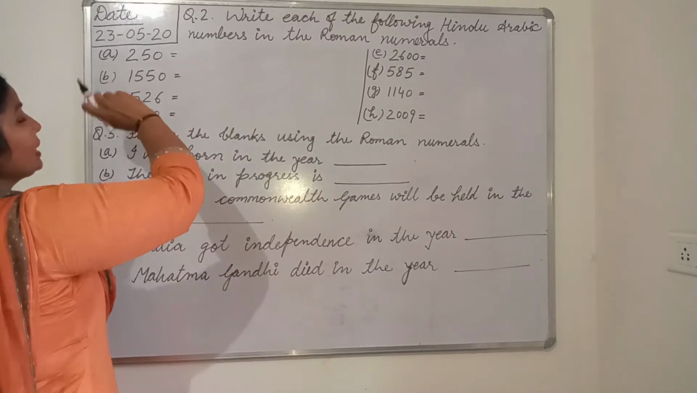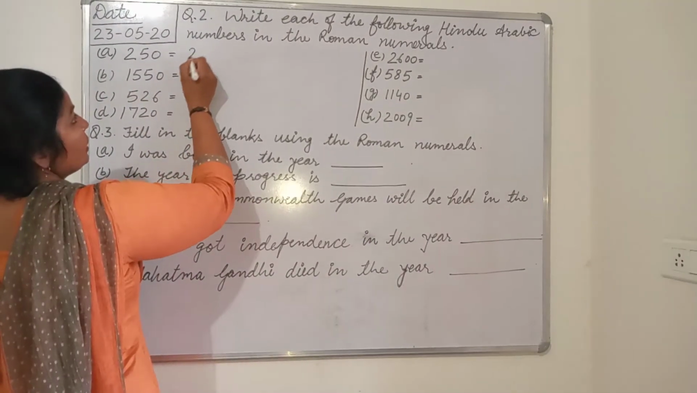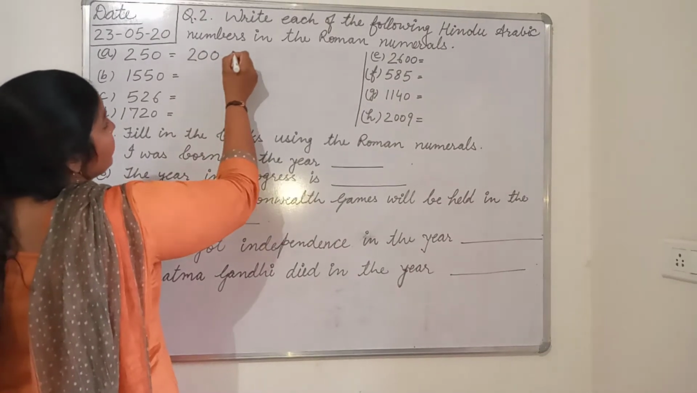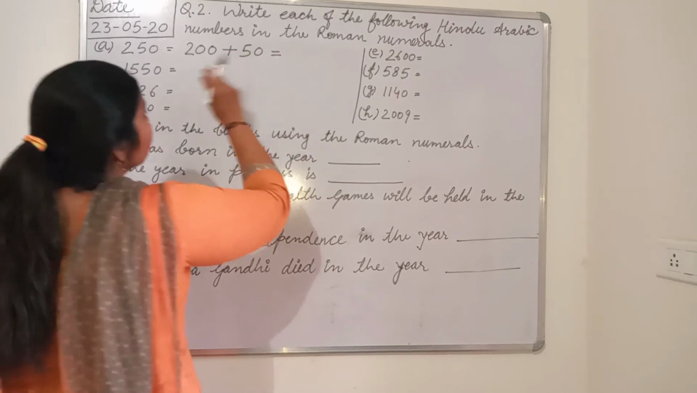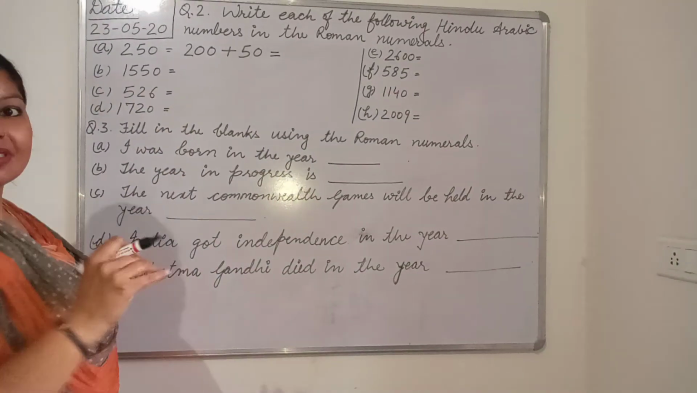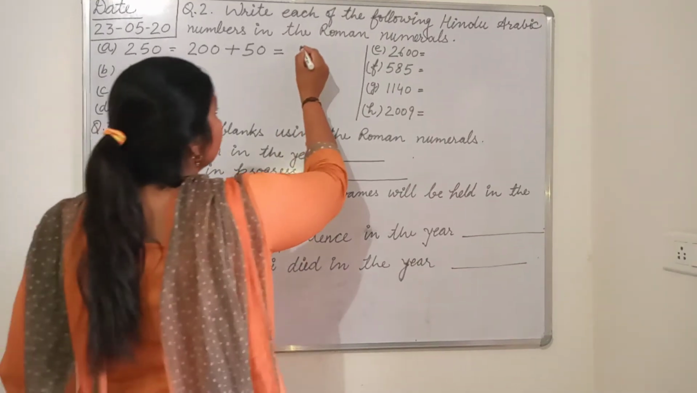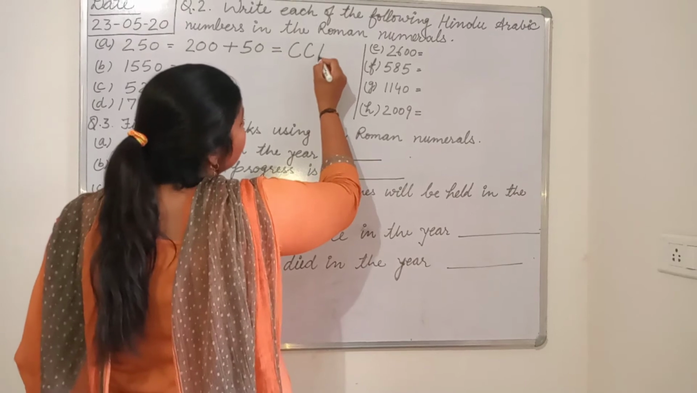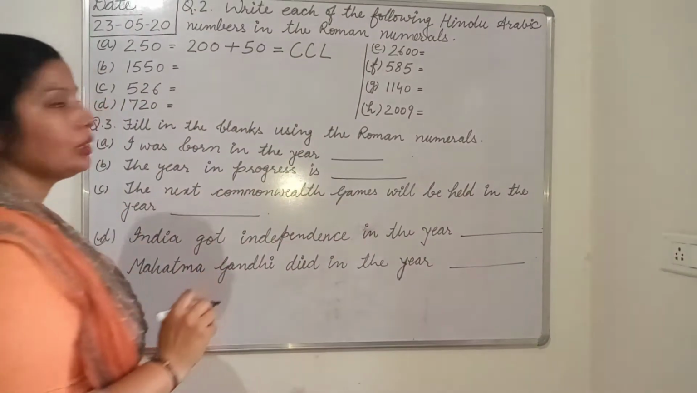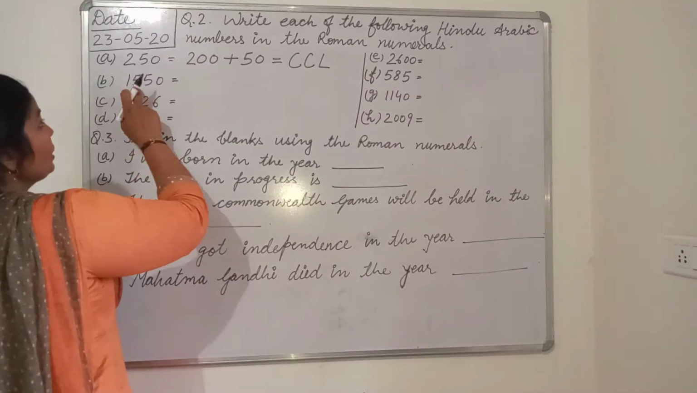So now we make the expanded form of 250. So expanded form is what? 200 plus 50. So easily we can write it in Roman numerals. How to write 200? For 100 we have C. So for 200 we have 2 times C, so C, C. Now for 50 what we have? L. So now it becomes 250. Okay.